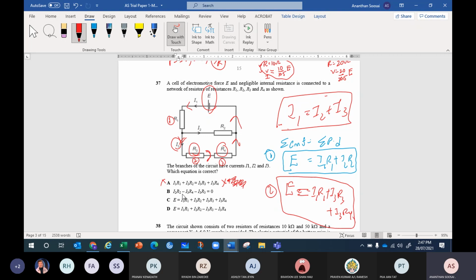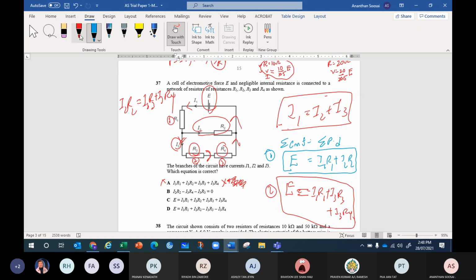I2 R2 is what? Oh, I2 R2 here. I2 R2. Do you know this is parallel? These two are parallel. Okay. I2 R2 is actually the same as the voltage at the bottom here: I3 R3 plus I3 R4.